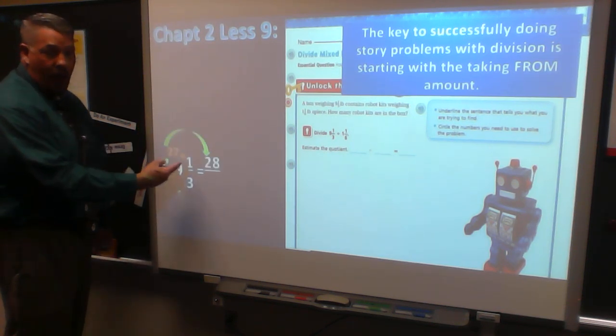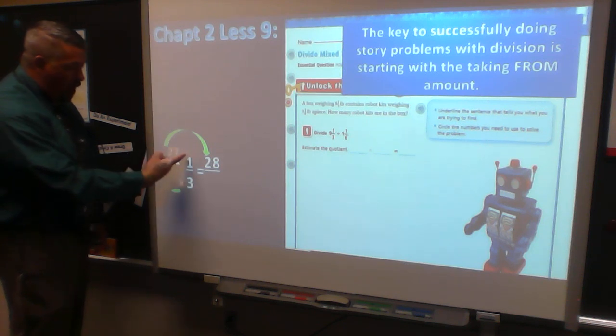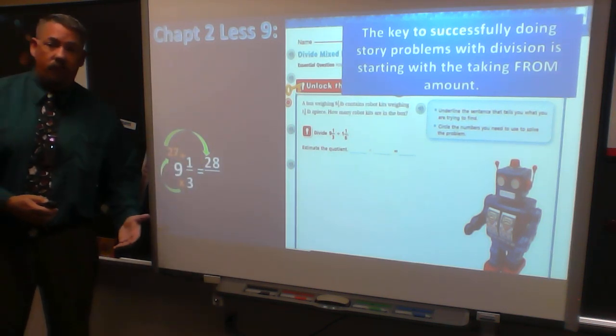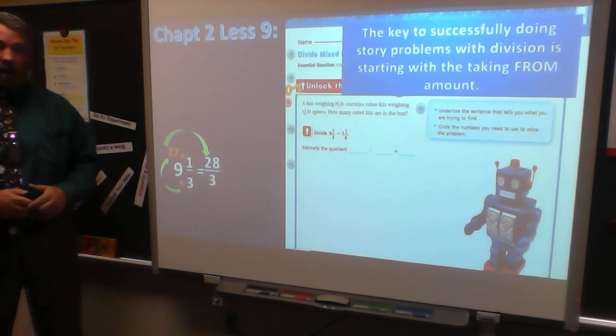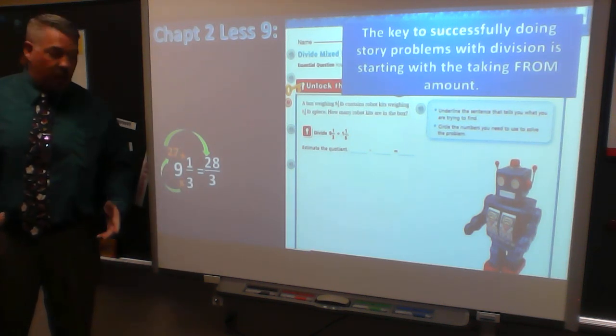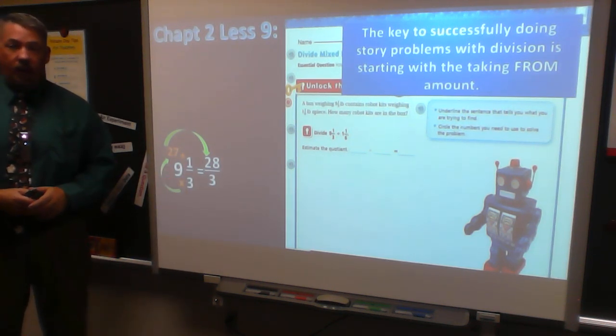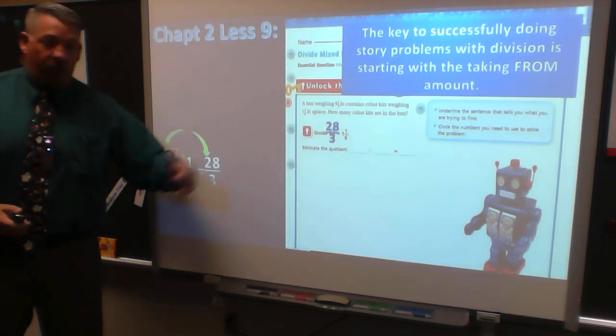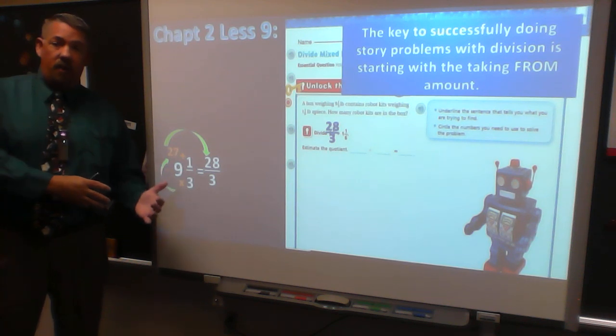And then I'm going to add. So I multiply, then I add. That gives me my new numerator, so I have 28. I always keep my denominator; it always stays the same. So my 3 is going to stay there. That's going to be my first improper fraction. Then I insert it where the original problem is.